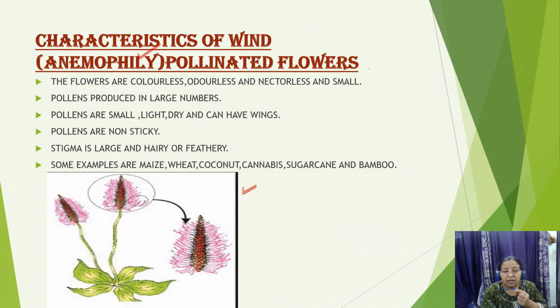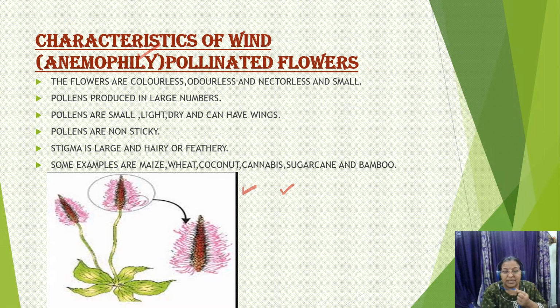The flowers can be colorless, can be odorless, or can be nectarless, because the pollen needs to be carried by the wind. Pollens are produced in large numbers, small, light, dry, can have wings sometimes. Pollens are non-sticky. Stigma is large and hairy. Here you can see sugarcane. You must have seen the maize, the hairy stigma comes out. So these are the characteristics of wind pollinated.